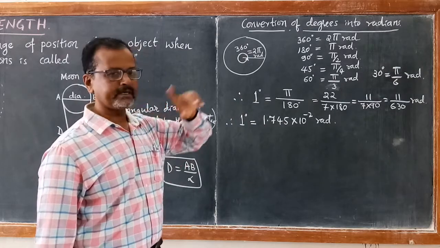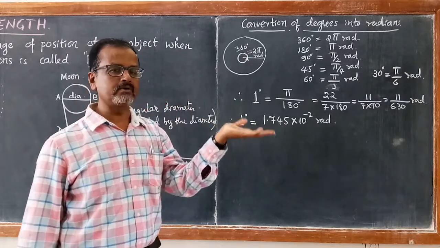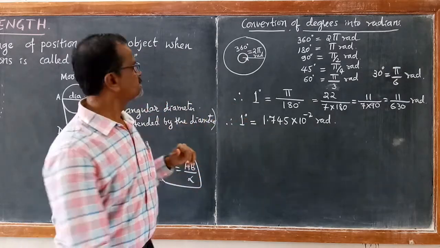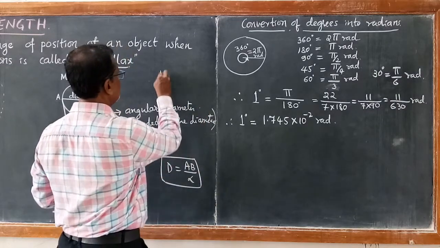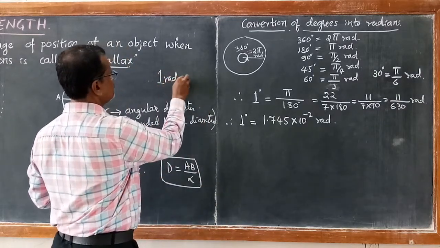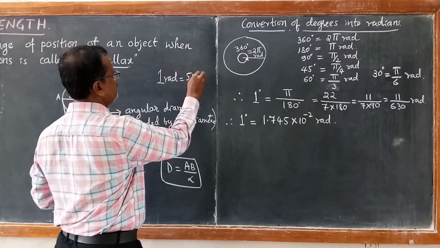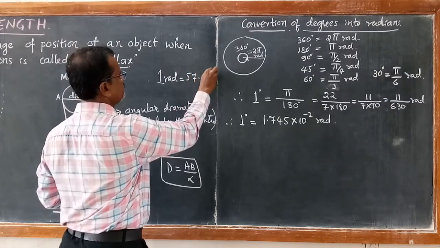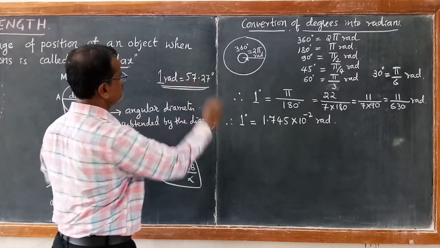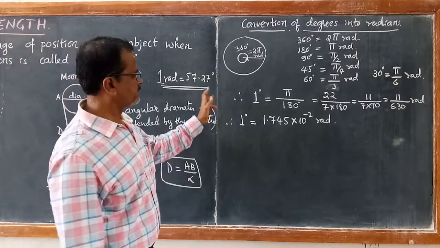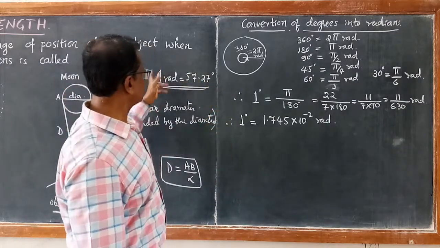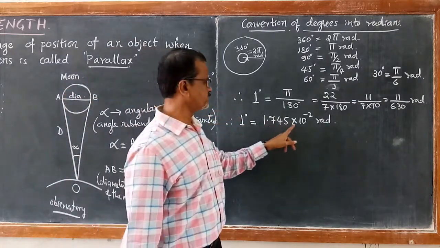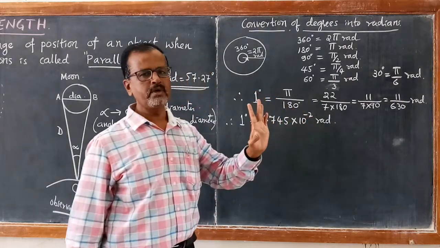Yesterday we calculated 1 radian. 1 radian is equal to how many degrees? Yesterday we got it: 1 radian is equal to 57.27 degrees. Therefore, 1 degree is equal to the inverse of this, 1.745 into 10 to the power of minus 2 radians.